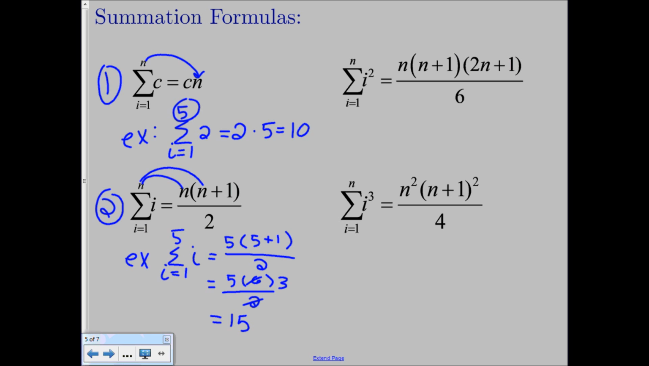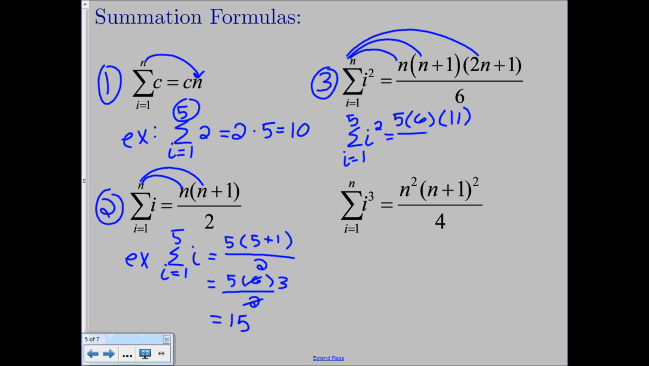Now we have rule number 3, which deals with i squared. Whenever you have i squared, you take whatever number is up top and plug that in for all of these n's, into the formula n times (n plus 1) times (2n plus 1), divided by 6. That's going to be our sum. For example, with i going from 1 to 5, that's 5 times (5 plus 1) which is 6, times (2 times 5 is 10, plus 1) gives us 11, all over 6. We can cross cancel the 6's, and we get 55.